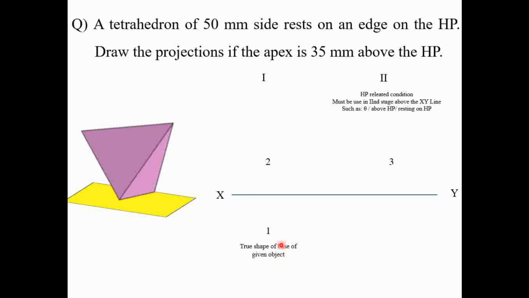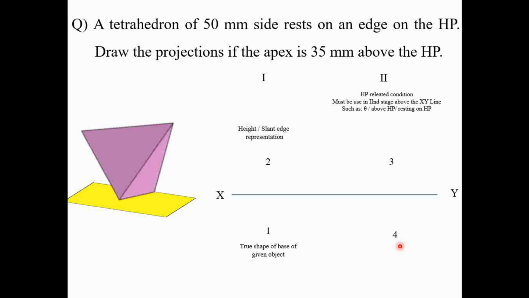Then what is the second diagram? In the second diagram, generally we represent the given height of the object, or slant edge length, or axis height of the object. Then the fourth diagram will be here. So the sequence will be like this. If in the current numerical we consider HP related conditions, the first diagram will be below the XY line, the second diagram is above the XY line, the third diagram is also above the XY line, and the fourth diagram will be below the XY line. That will be the sequence to complete this numerical.